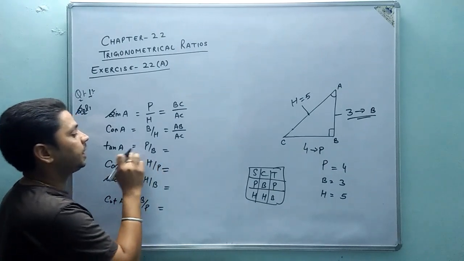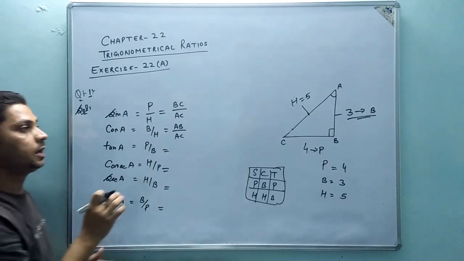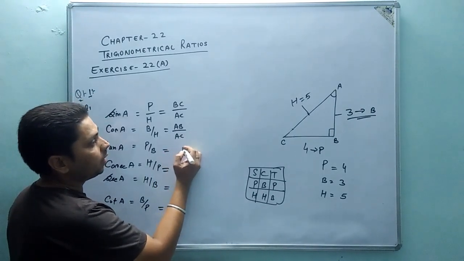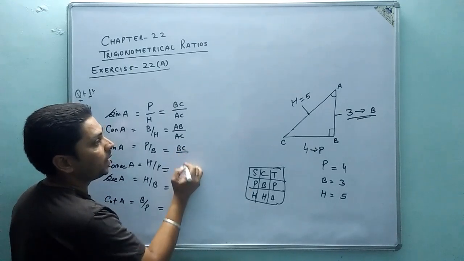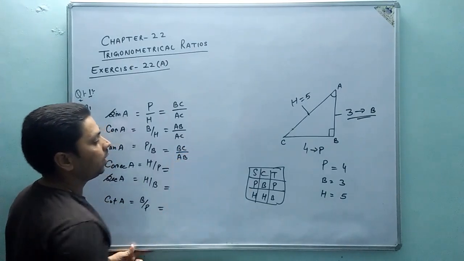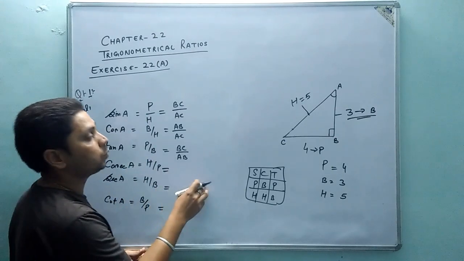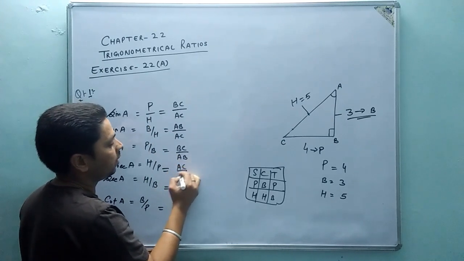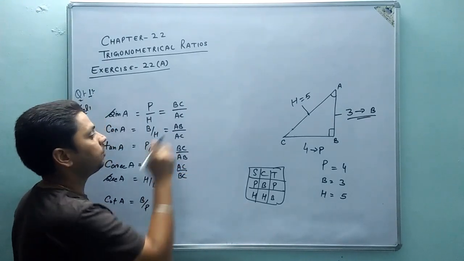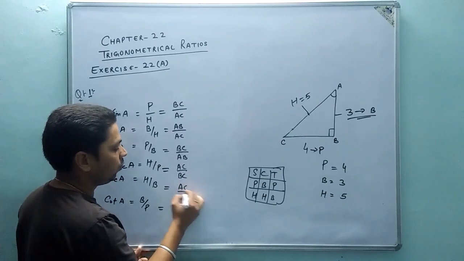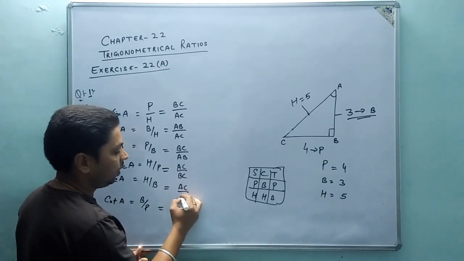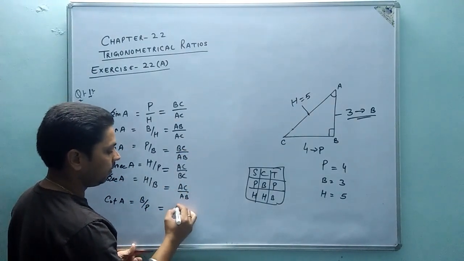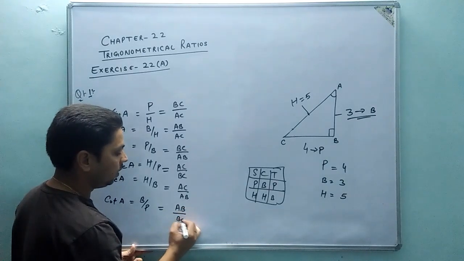Then we have tan is equal to perpendicular upon base. So perpendicular is BC over base AB, BC upon AB. Then we have cosecant. Cosecant is the inverse of sine, so it will give you AC upon BC, and secant is the inverse of cos, it will give you AC over AB. Then what is cot? Cot is the inverse of tan, it will give you AB upon BC.